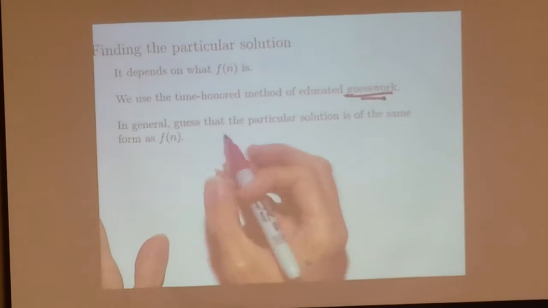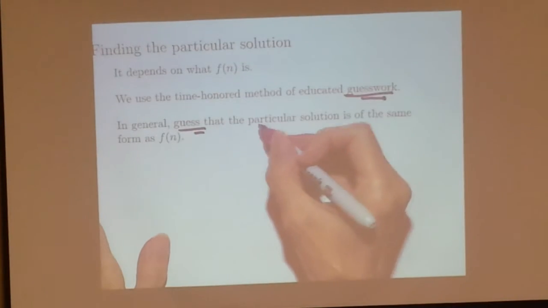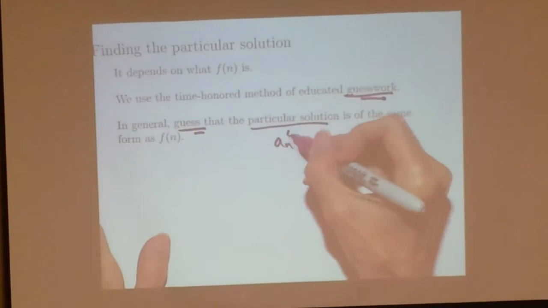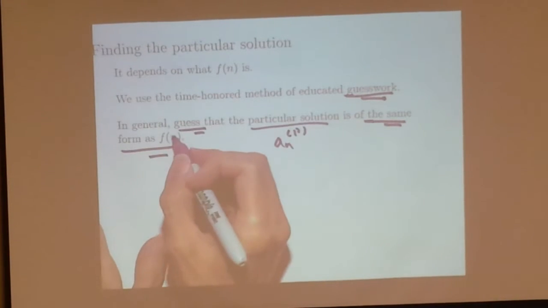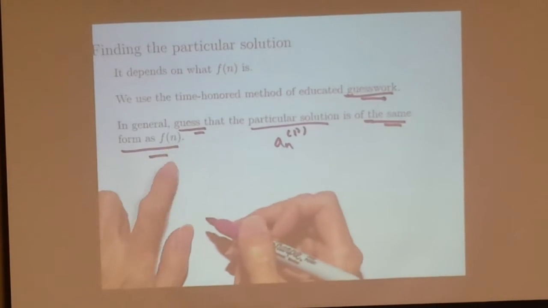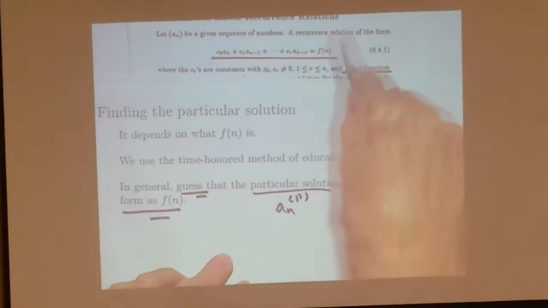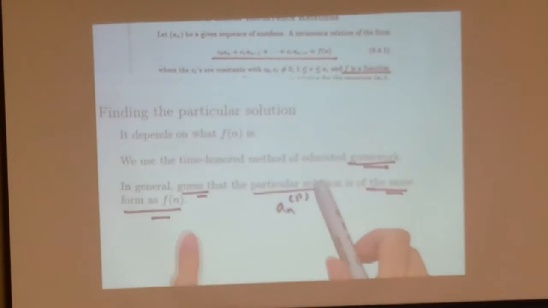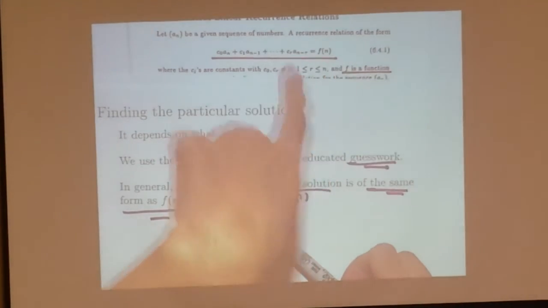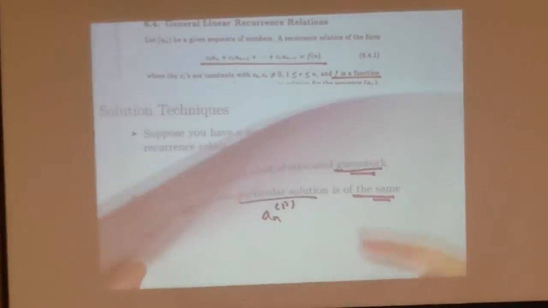And what you do is you guess your a_n^p in the same form as f(n). That means it depends on the question. You look at f(n), you look at the right hand side, and you get a solution similar to the right hand side. So I'll show you using examples.